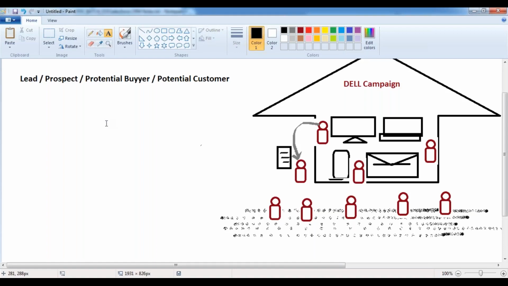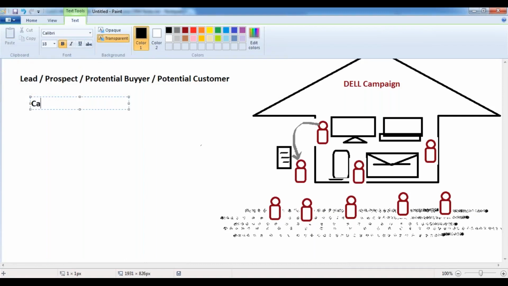We are capturing some leads by conducting some campaigns. With the help of these campaigns, we are capturing leads information. A campaign is one of the marketing ways to promote our organization's products. Through that campaign, we can capture the information of people who are really interested in our products or services.